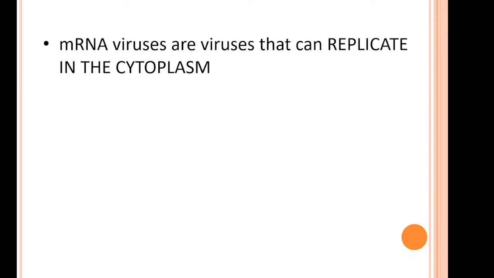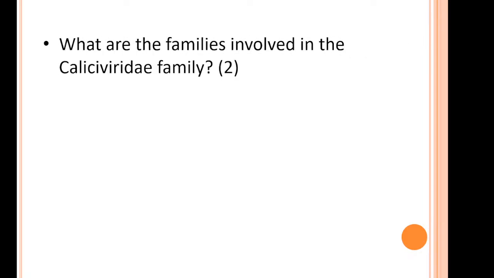Okay? All right. So mRNA viruses, that's the answer to our question. Okay. So what are the viruses involved in the Caliciviridae family? We already know this again. This is the Norwalk virus and the hepatitis E virus. Please don't forget it because this might be asked in your board exam or any of your exams that might be coming up in the near future. Okay, so Norwalk virus and the hepatitis E virus.